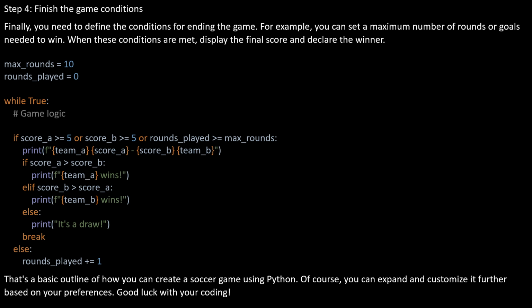Step 4. Finish the game conditions. Finally, you need to define the conditions for ending the game. For example, you can set a maximum number of rounds or goals needed to win. When these conditions are met, display the final score and declare the winner.